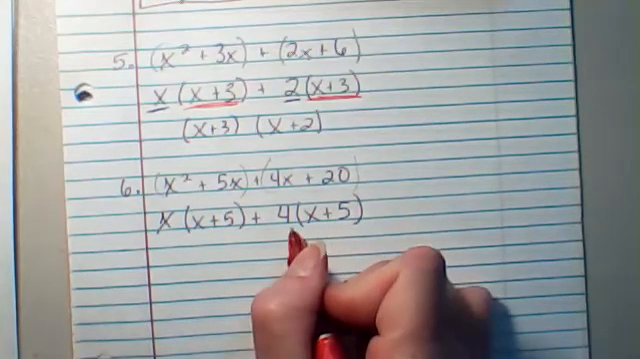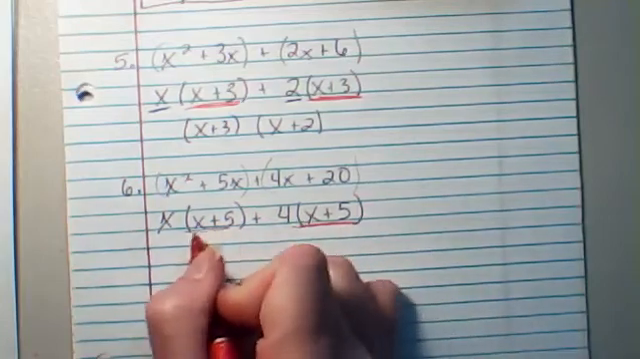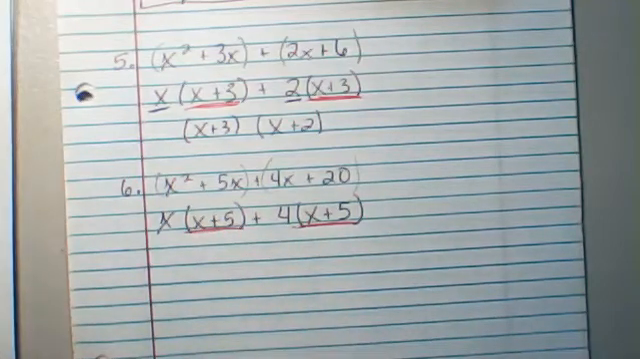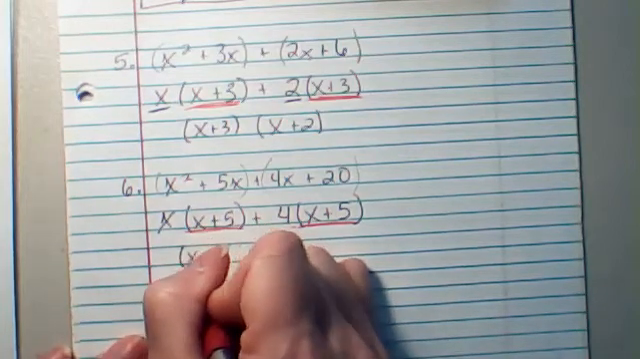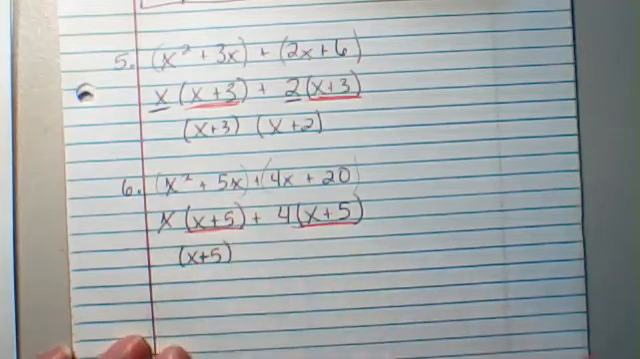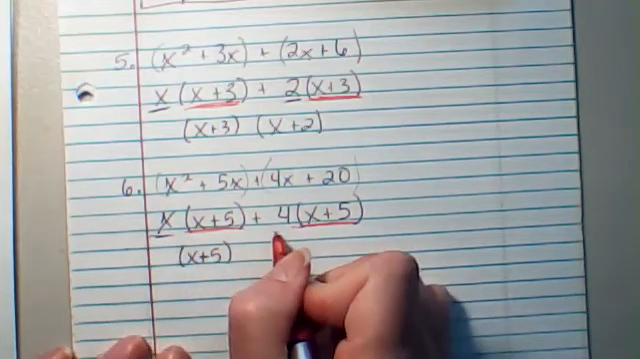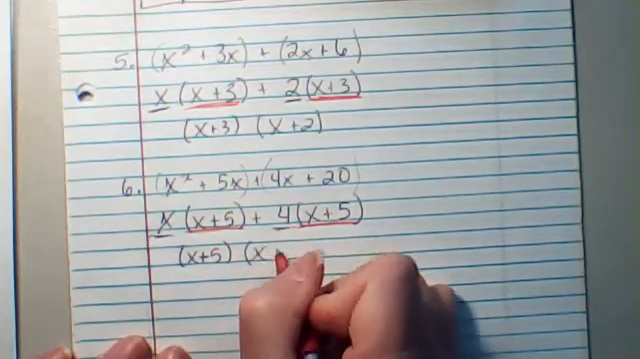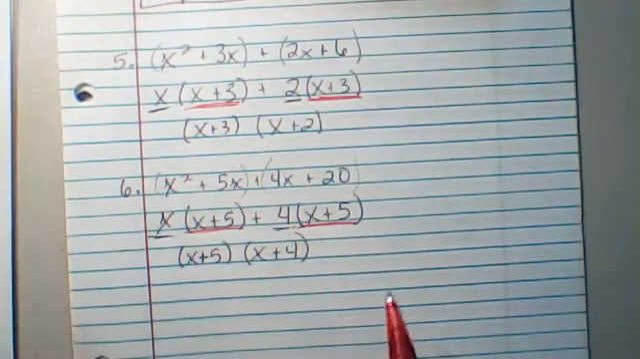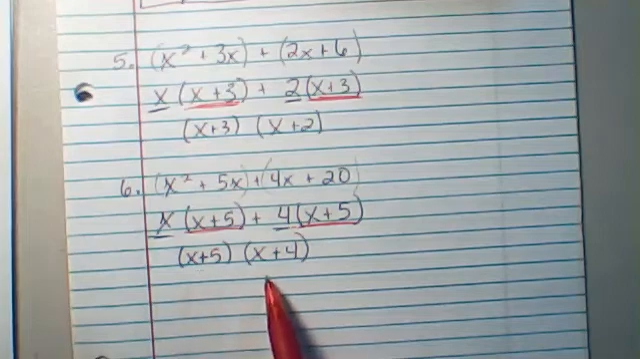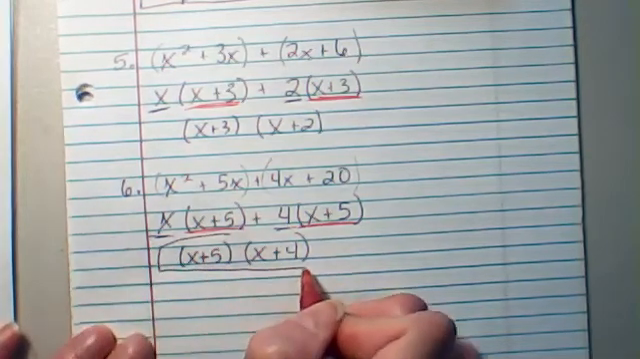What do these 2 terms now have in common? They both have that x plus 5. You don't have to underline that. I'm just doing that so you guys can see it easier. So I'm going to write that x plus 5. I factor that out of the group. And then what I have left is an x plus 4. So I've got x plus 4. Okay. So I've got x plus 5 times quantity x plus 4. And that would be my answer.